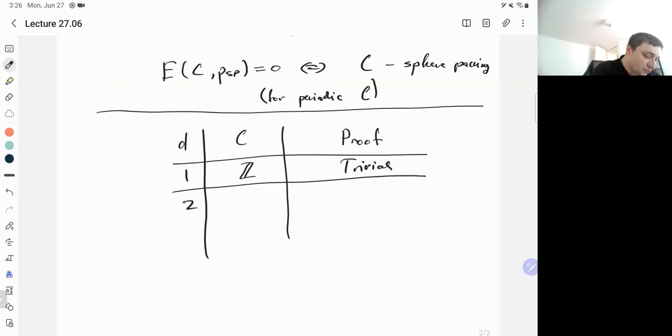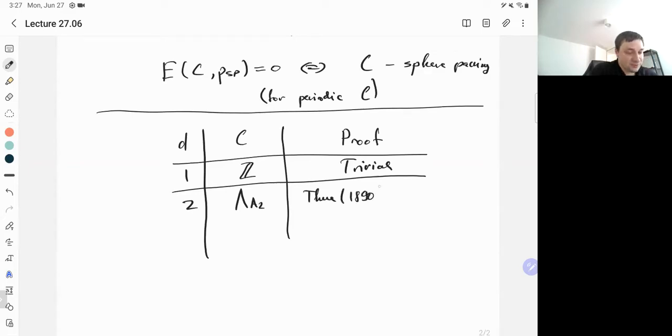So dimension 2 is the so-called hexagonal lattice or triangular lattice. It is a root lattice of type A2. And there's some disagreement, I guess, between the experts on who got the first rigorous proof. The first proof that appeared is due to Thue.